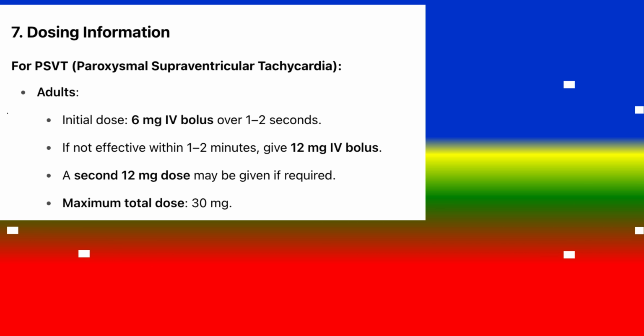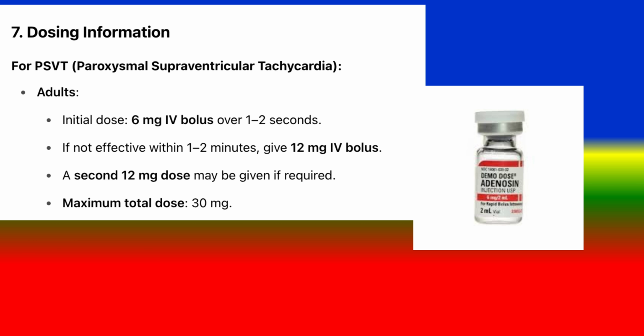7. Dosing information. For PSVT, paroxysmal supraventricular tachycardia, adults: initial dose 6 milligram IV bolus over 1 to 2 seconds. If not effective within 1 to 2 minutes, give 12 milligrams IV bolus. A second 12 milligram dose may be given if required. Maximum total dose, 30 milligrams.